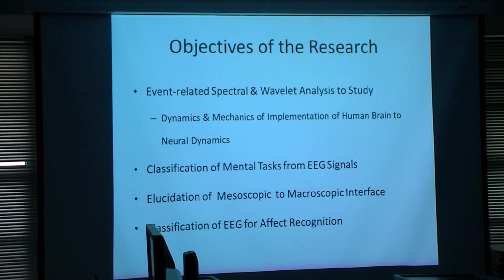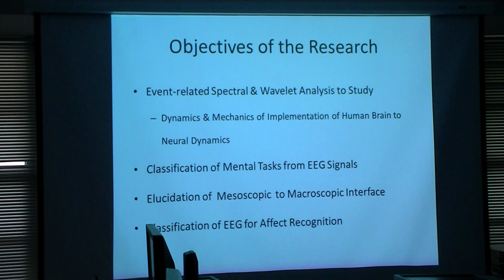What I have to study basically is the dynamics and mechanism, how the dynamics of the human brain change. I have to classify mental tasks using EEG signals. If I can make a signature of the EEG signal for different events, like I'm waving my hand like this, then I can make a signature of a mental task. Wherever it is mental, our brain is involved, so I have to make a signature of brain function. Then I have to explain how all these things happen, not at a macroscopic level but at the mesoscopic level, and how I'm getting those signals.